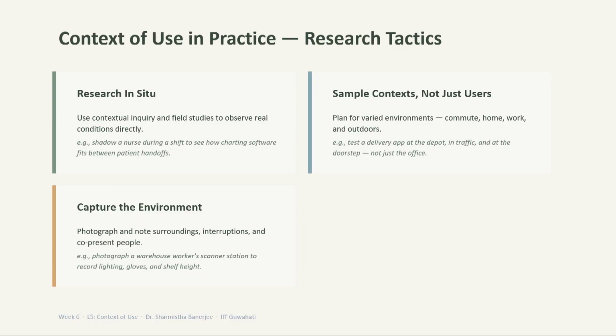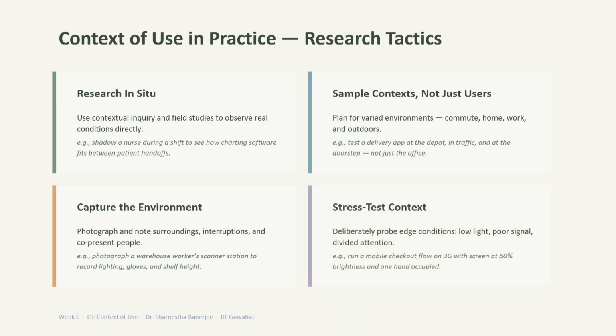Then coming to capture the environment. So you can use photographs, you can do notes of the surroundings, and you can try to capture how many interruptions came in, what kind of interruptions came in, and whether there were other people also present. So for example, photograph of warehouse workers, scanner station to record lighting, gloves and shelf height. And then you will be able to analyze what was the impact of these different contextual factors on the performance of the user on a given task or a given product.